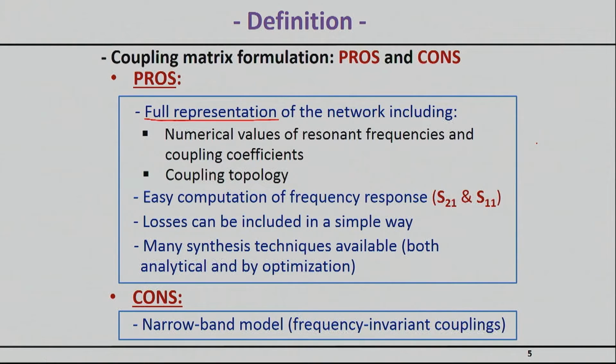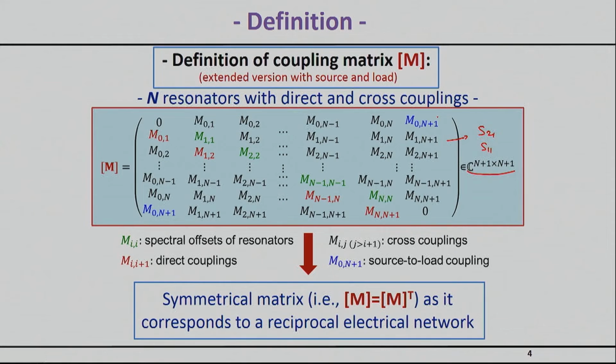The second part is that it teaches you the coupling topology of the filter. By knowing, for example, that M02 is non-zero, that means you have a direct coupling between the source and, say, resonator 2, where here is resonator 1 and here is resonator 2. So it tells you in a very physically intuitive, physically meaningful way what the topology of this filter is.